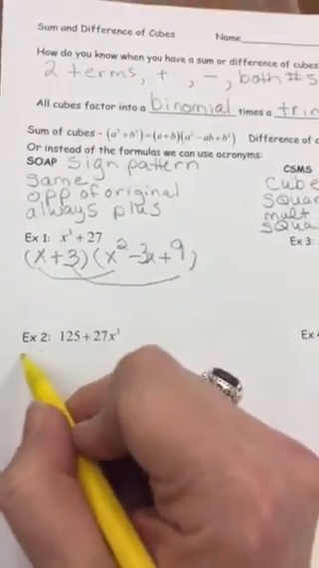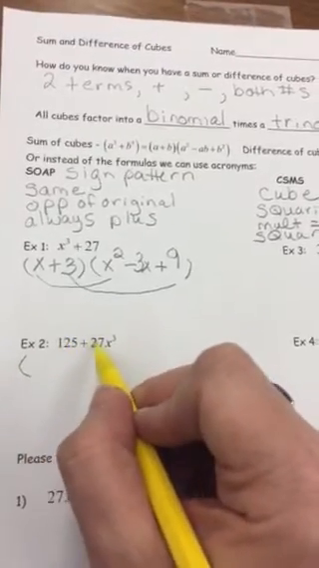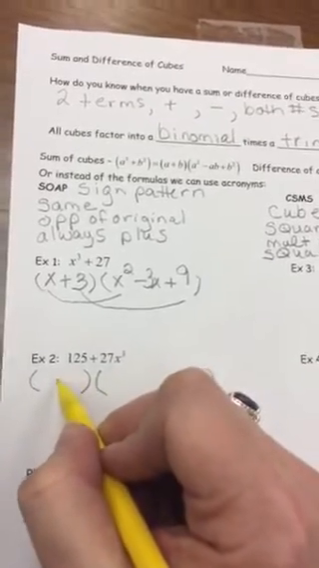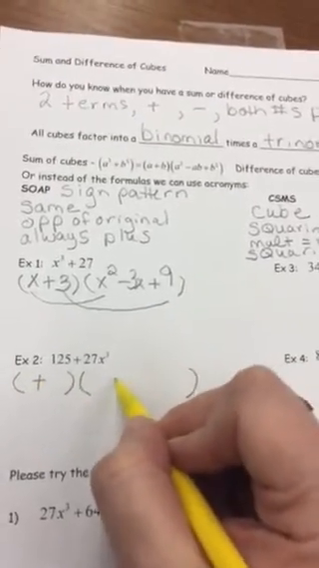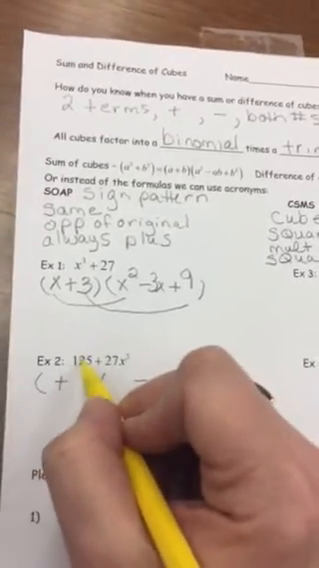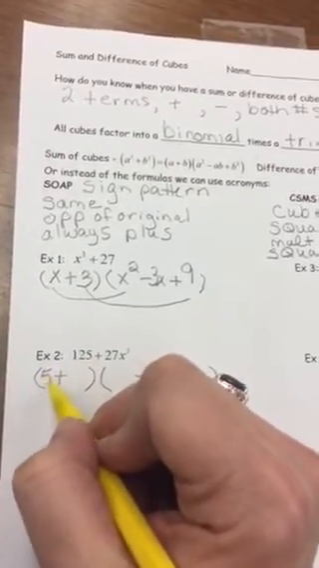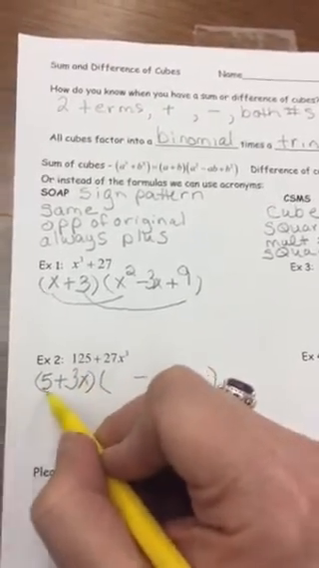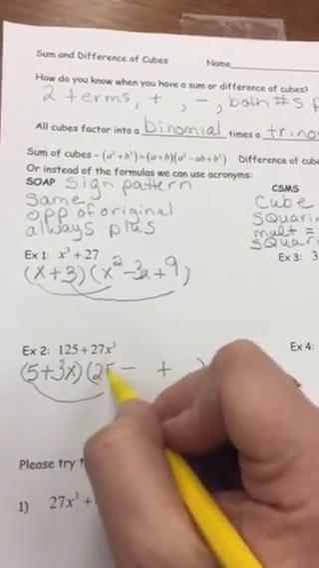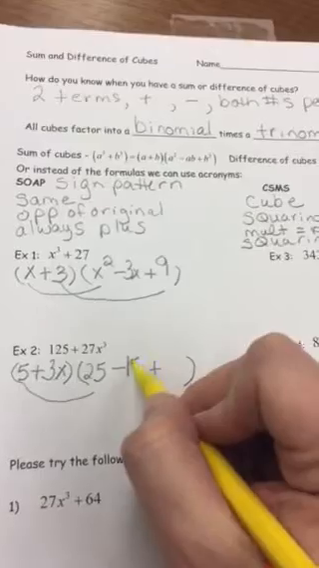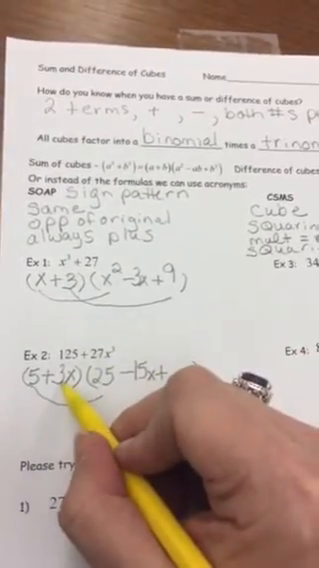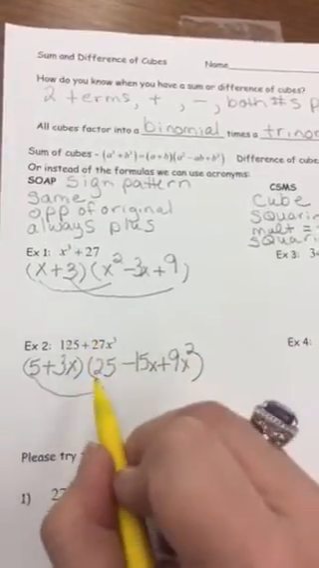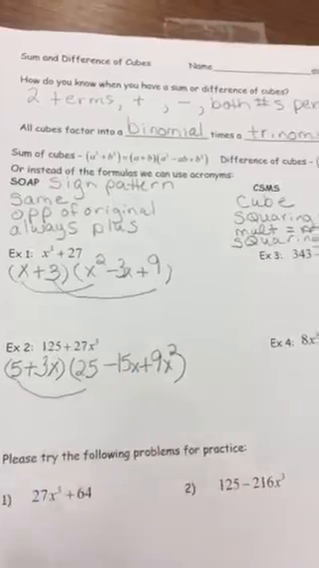So now let's try one more. All right. It's a cube because he's a perfect cube and he's a perfect cube. Binomial, trinomial. Sign pattern, same, opposite of original, always a plus. Take his cube root, which is a 5. Take his cube root, which is a 3. X, square this guy. Multiply together. And square this guy. That means squaring both pieces. Graph, they should match up. Make sure he's the thick line choice.